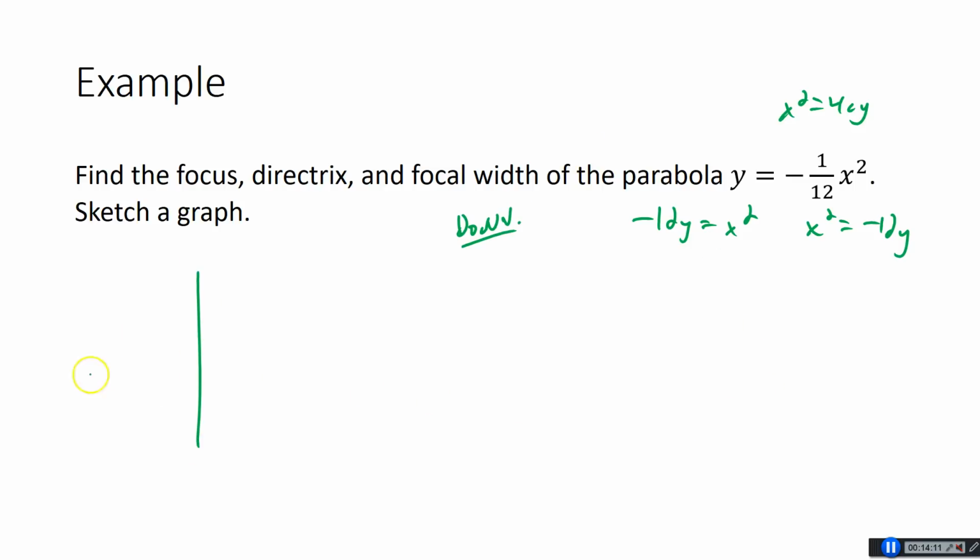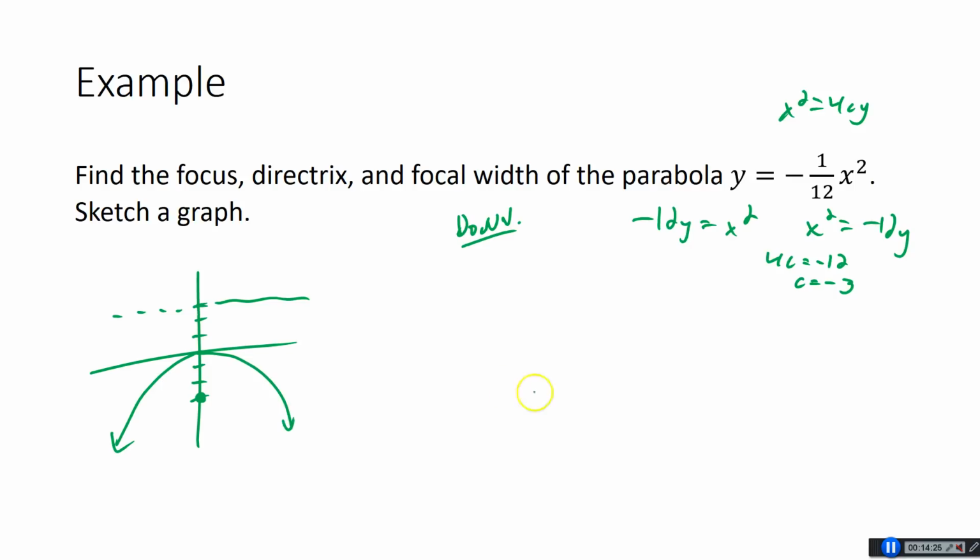Okay. So let's see. 4c is negative 12. So what's c? c is negative 3. So going to be down 1, 2, 3. There's our focus, and then up 1, 2, 3 is going to be our directrix. And there is our parabola. Okay. So focus is at (0, -3). Careful about mixing up your x's and y's. The directrix is at y equals 3. The focal width is distance across, is equal to absolute value of 4c, which is equal to 12.